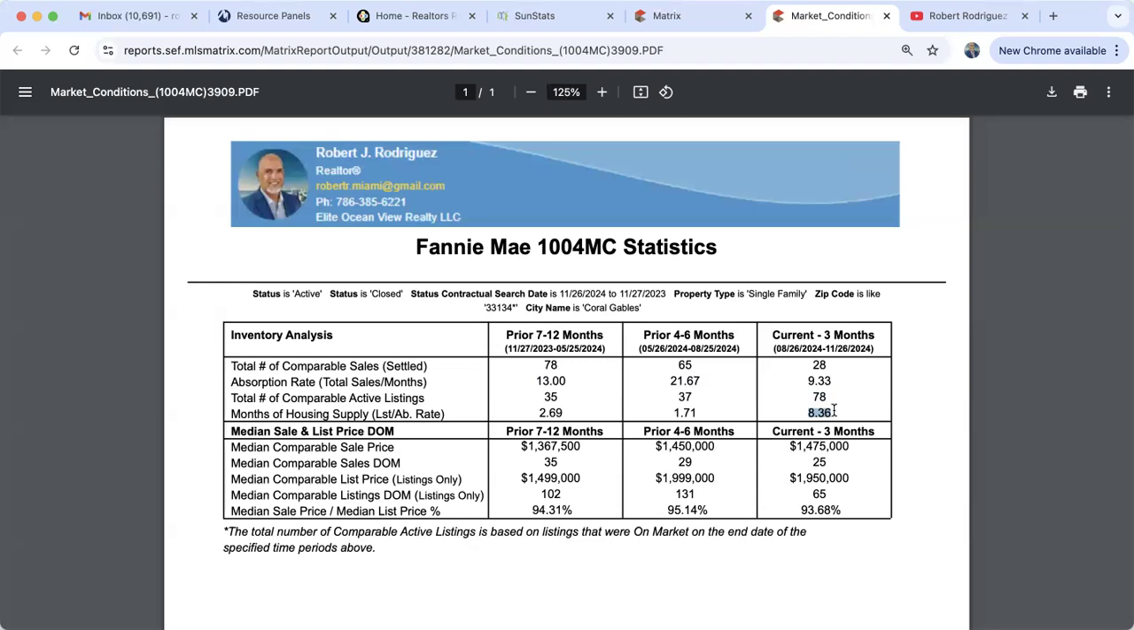Now, I want to explain to you that 0 to 3 months of inventory is considered a seller's market. Between 4, 5, and 6 months is considered more of a neutral or balanced market. Anything over 7 months is considered a buyer's market. So we've gone from 35 active listings to 37 active listings to now 78 active listings. And our months of housing supply has gone from 2 months of supply to now over 8 months of supply. So definitely a buyer's market.